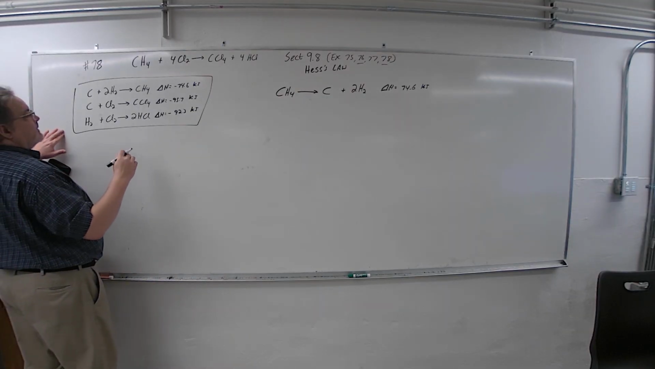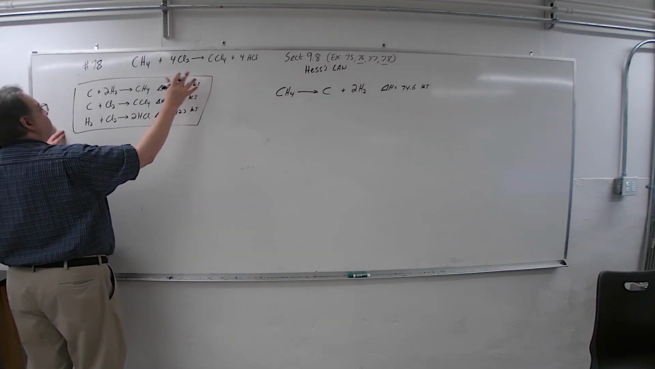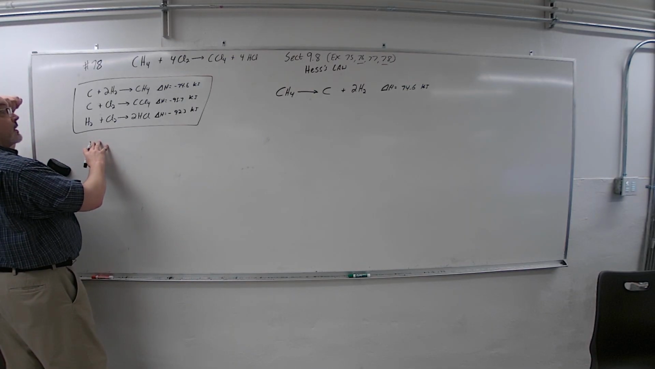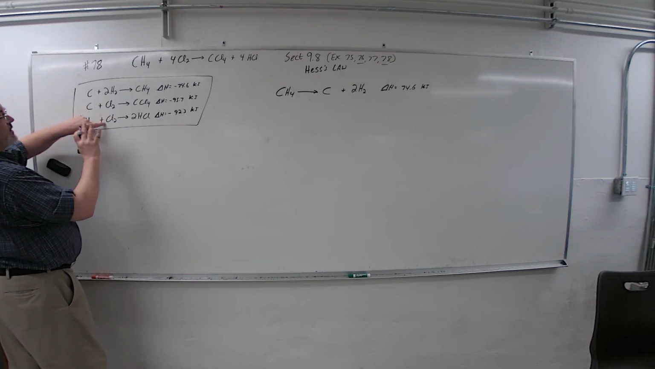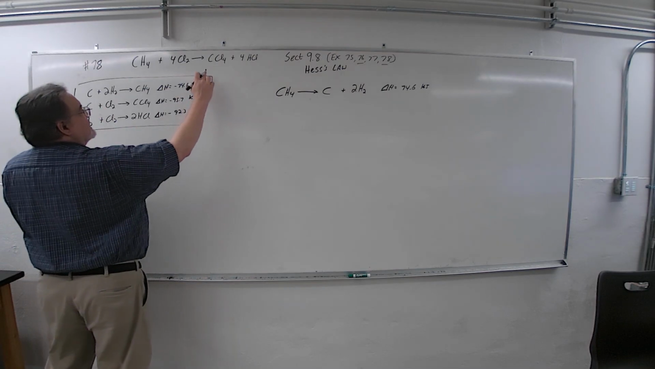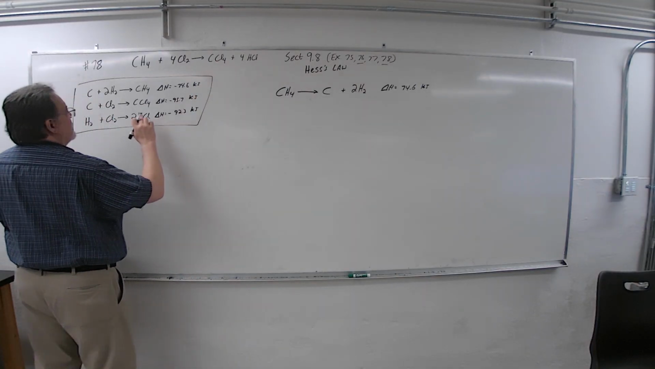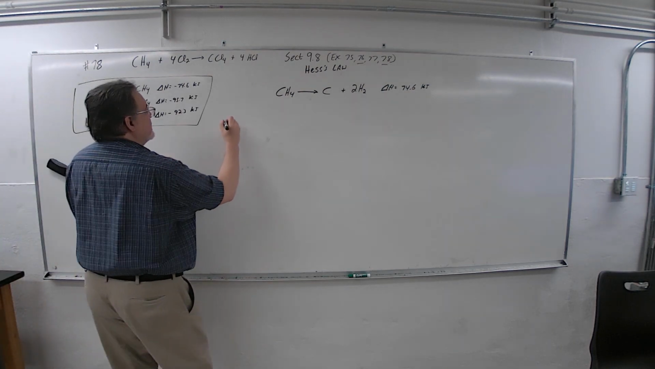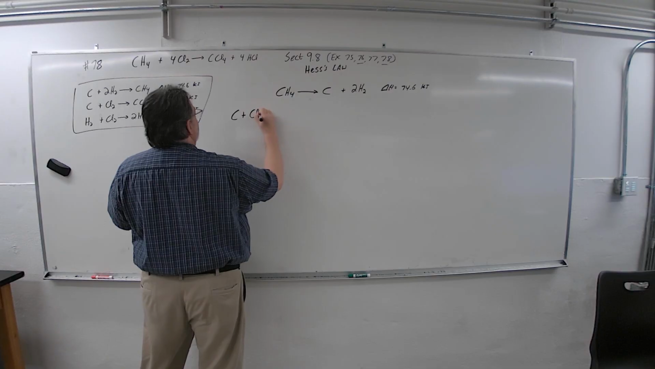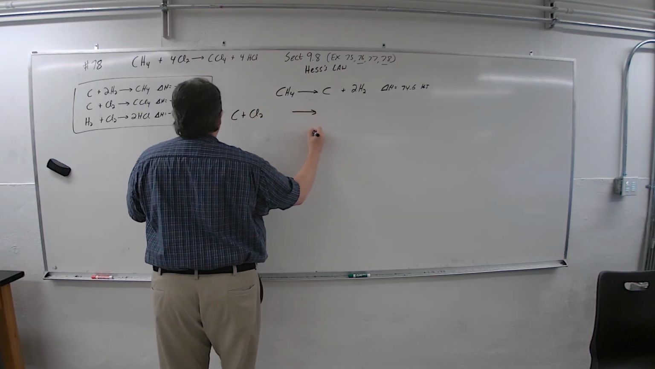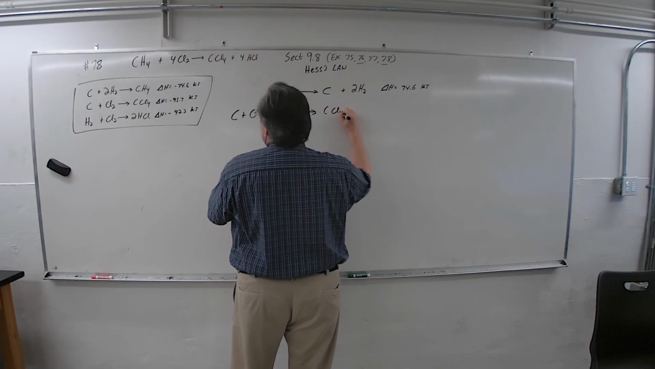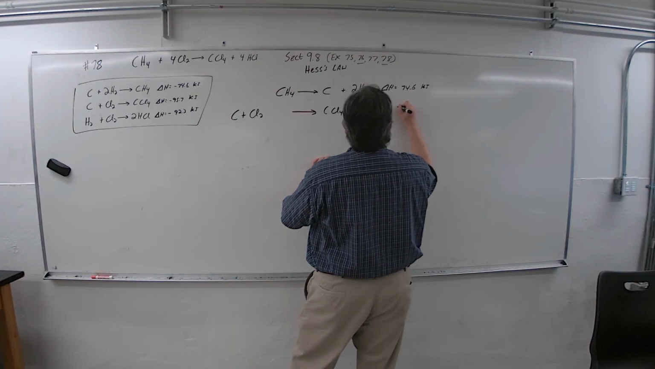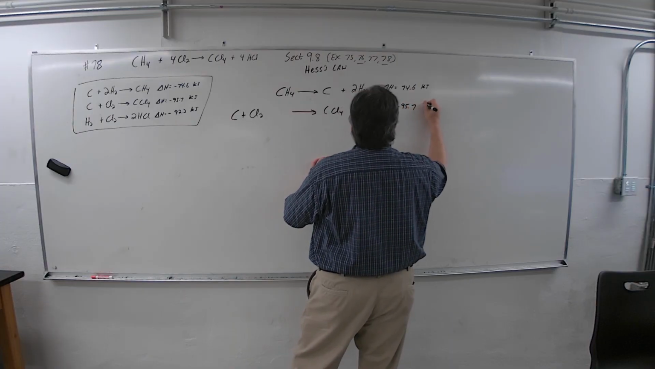All right, so far so good. Now I need 4 Cls on the left. I can get 4 Cls. Okay. I've got Cl here and Cl here, so let me save that one. I need CCl4 on the right. This one has CCl4 on the right, so I'm just going to rewrite this one the way it is. C plus Cl2 yields CCl4. And that delta H equals negative 95.7 kilojoules.